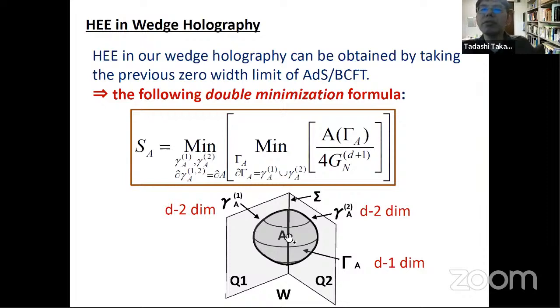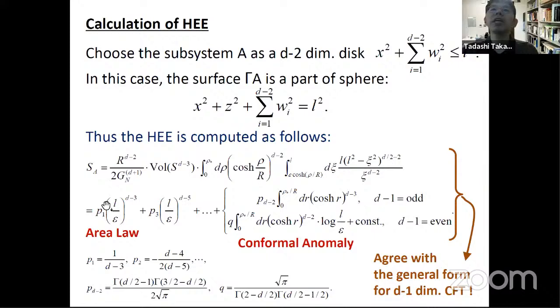Right, so we're talking about the region A, but first we extend the region A to this gamma A. The subsystem A is extended to the bulk Q1, Q2, but again one more extension in the really full bulk, right? The wedge region. So that way we need a two-step minimization. So this double minimization seems to give some holographic entanglement entropy for this kind of setup, and we can calculate it.